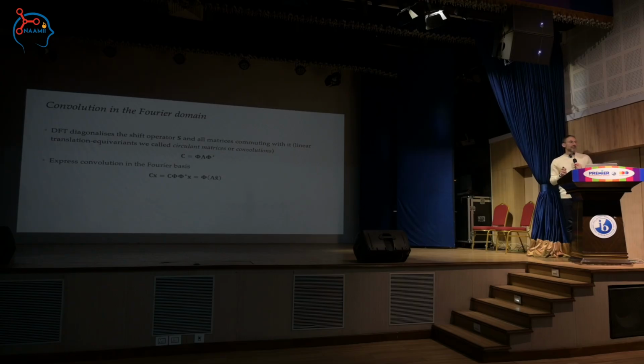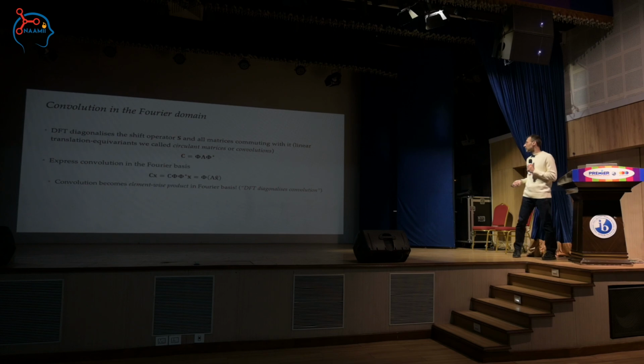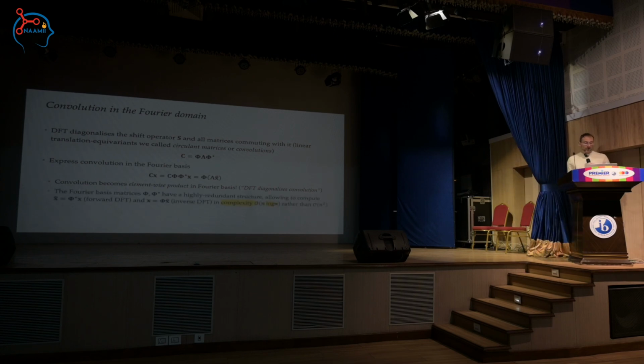I asked this question and somebody in the audience answered: convolution in the Fourier domain amounts to pointwise multiplication. So basically I can write convolution as the Fourier transform, multiplied by the diagonal matrix, which is exactly pointwise multiplication, that's what a diagonal matrix does, and then the inverse Fourier transform, multiplication by phi. So convolution becomes an element-wise product. This is what we mean when we say that the DFT diagonalizes convolution.